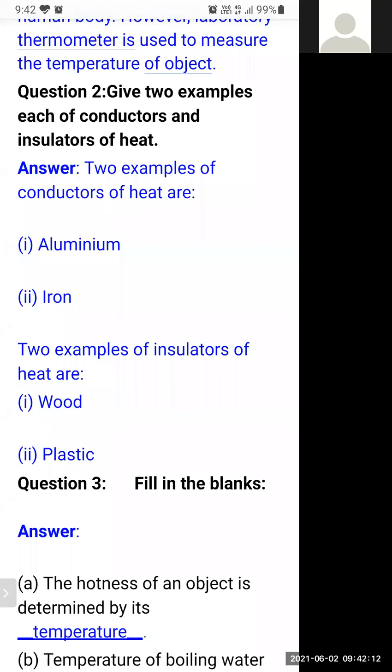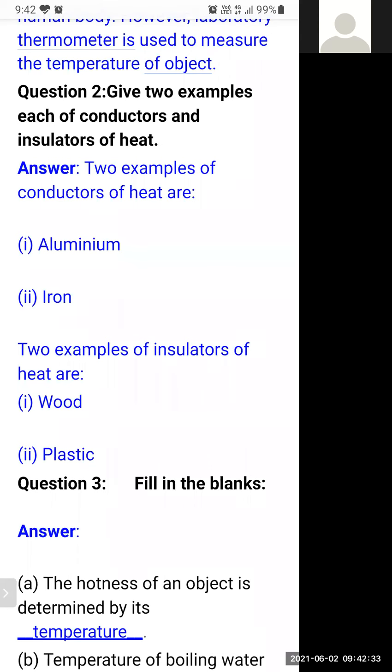Those materials which do not allow heat to pass through them are known as insulators, or poor conductors, or bad conductors. Okay, beta, we have learned about this. Now in this question, it is only examples.